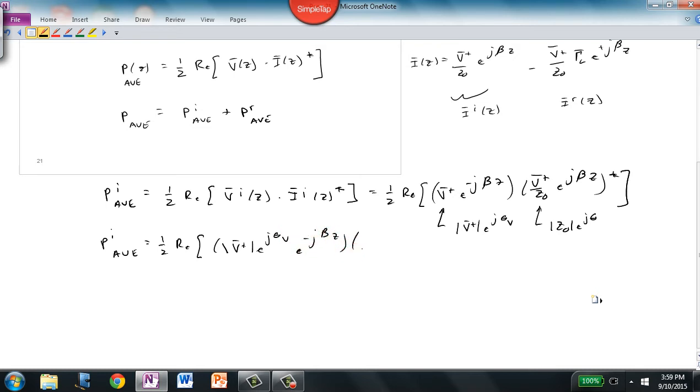Now we need to multiply that by the magnitude of V bar plus over e to the j theta v, divided by z0. And then we need to multiply that by e to the j beta z. Getting a little crowded there, sorry.